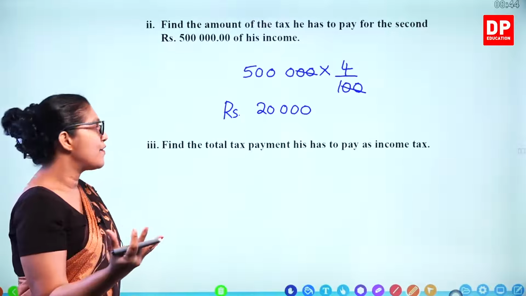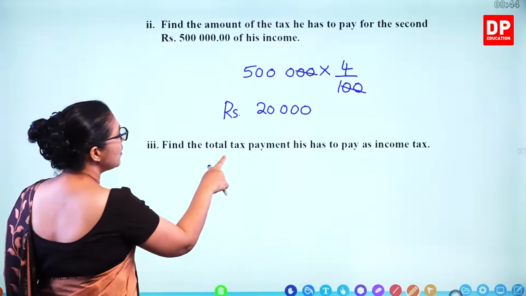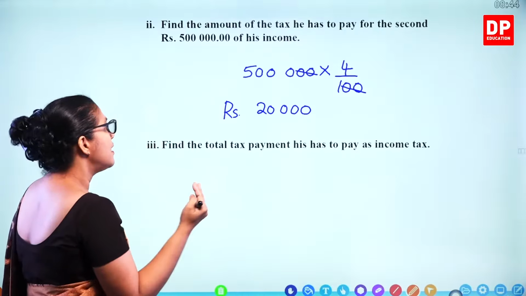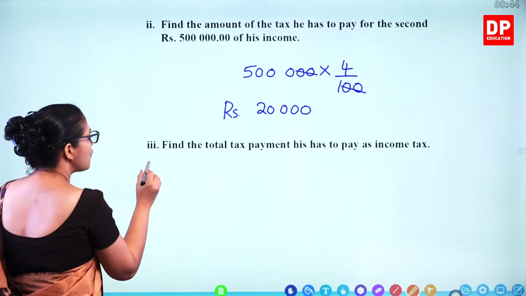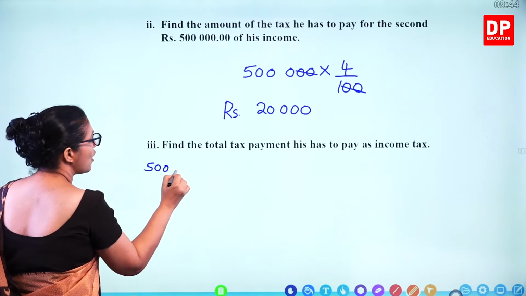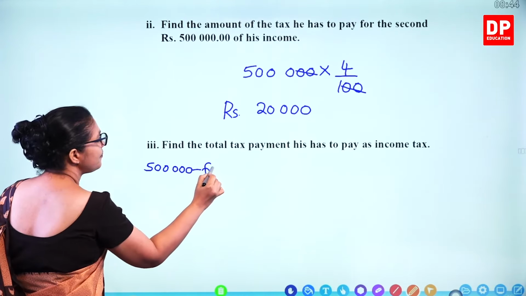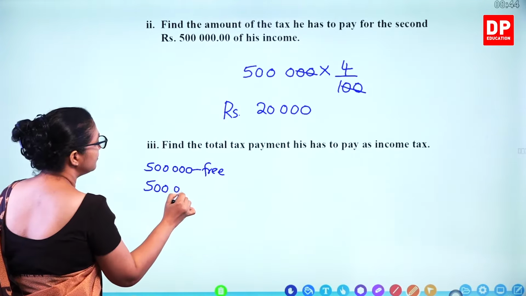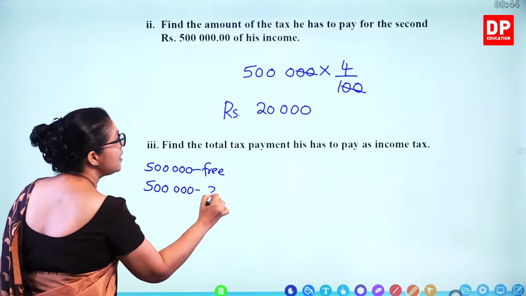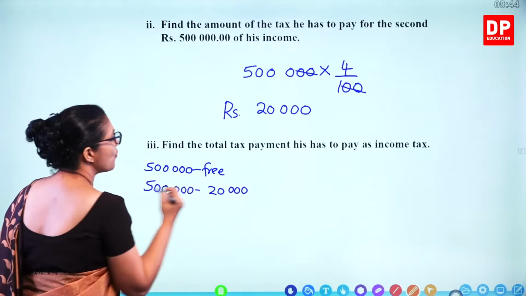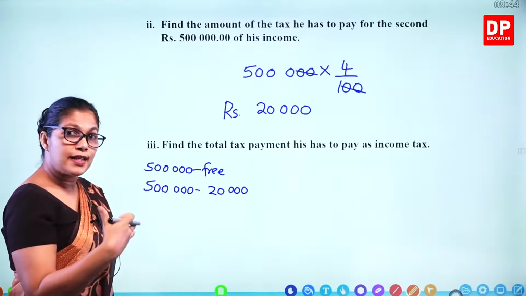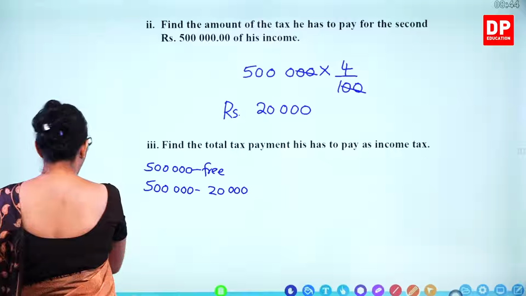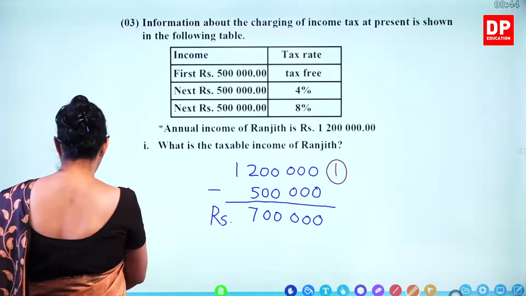Because now the total taxable amount is 700,000. Find the total tax payment he has to pay as income tax. Now, for first 500,000 rupees, it's free. For the second 500,000, he needs to pay 20,000 rupees. What about the third 500,000? Now, what's the remaining amount? Total taxable amount is 700,000.